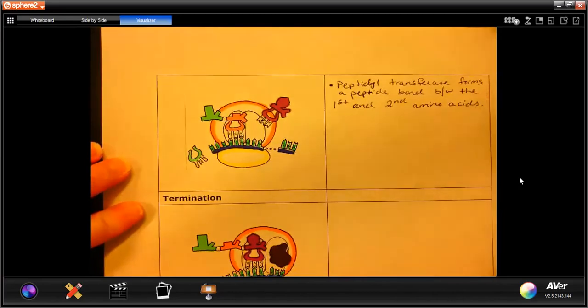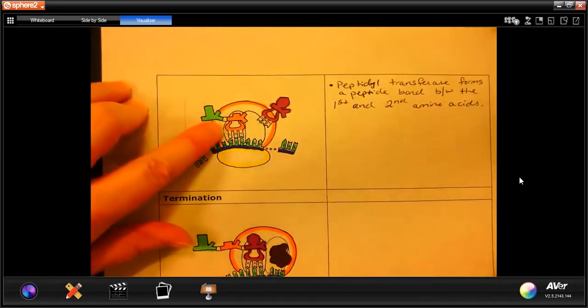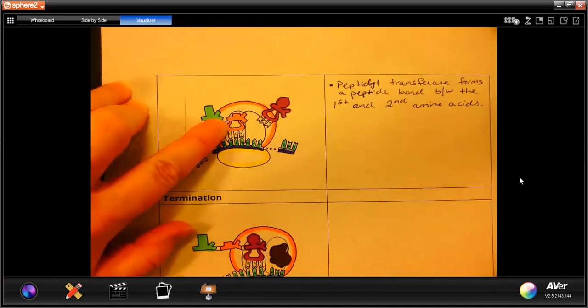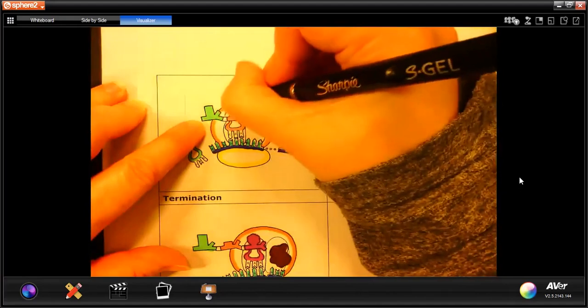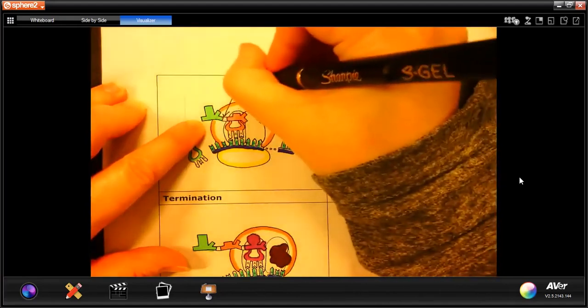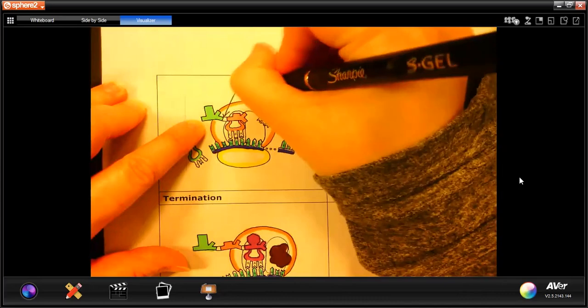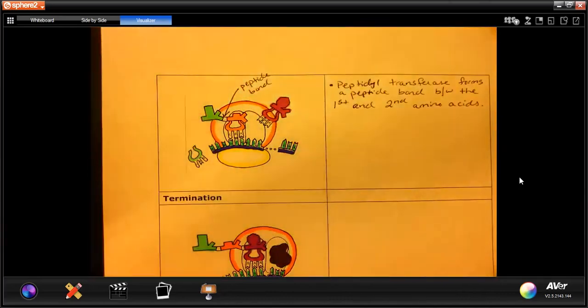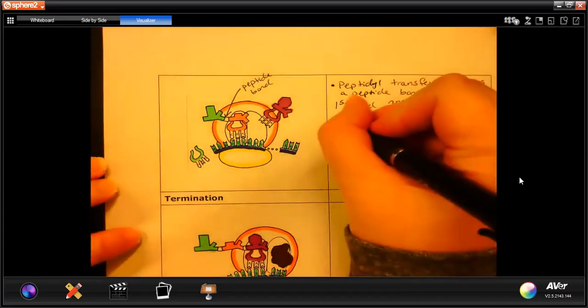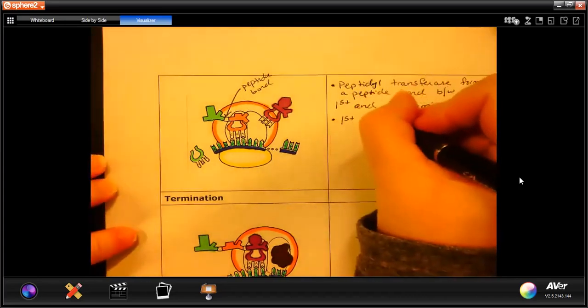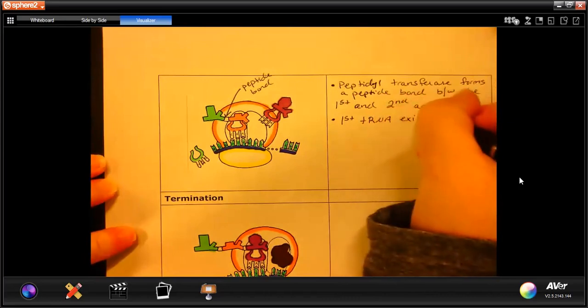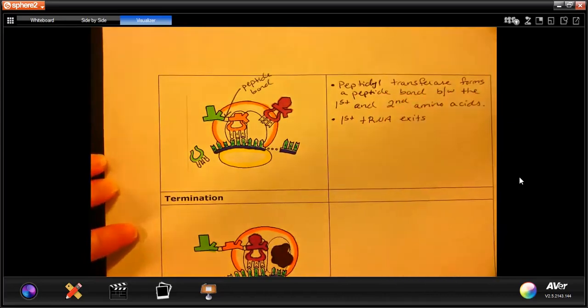This is depicted in my picture with this little square box in between the two. This right here is the peptide bond. Sorry that I covered up the words for a second. So peptidyltransferase forms a peptide bond between the first and second amino acids. Then the first tRNA exits because it's empty. It doesn't need to be there anymore.